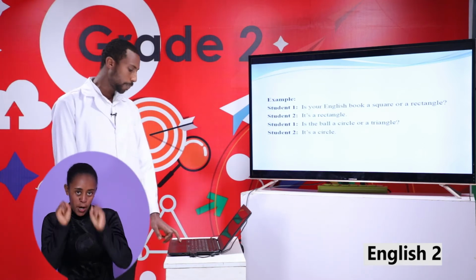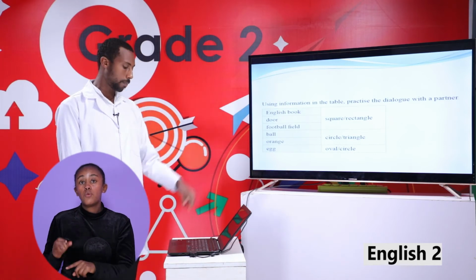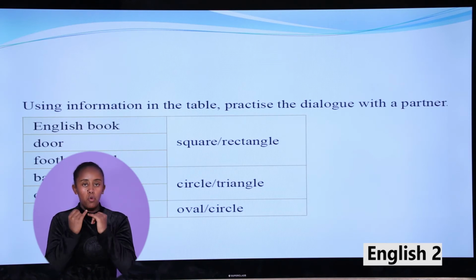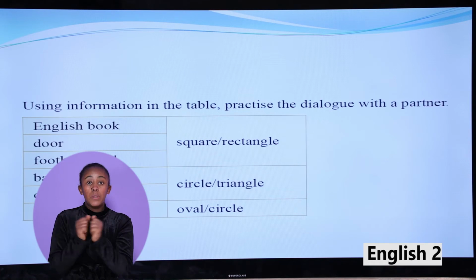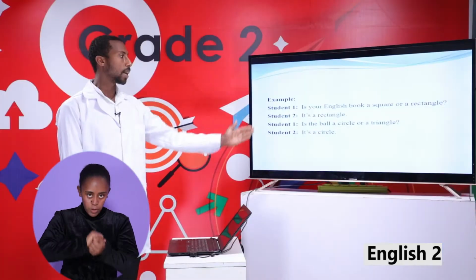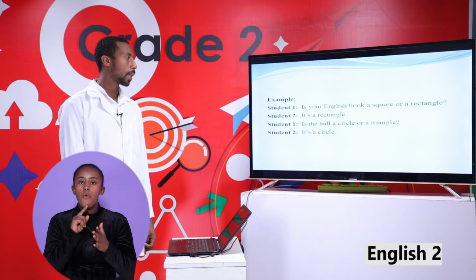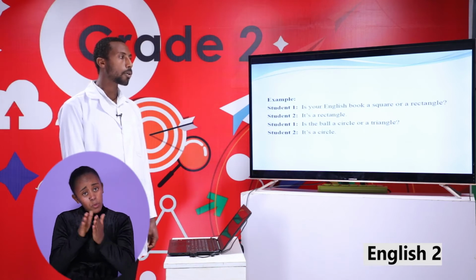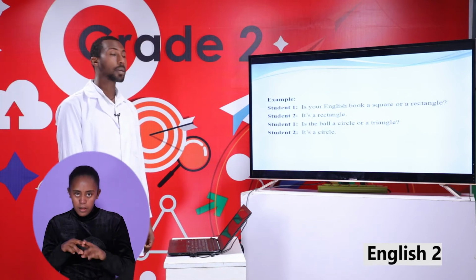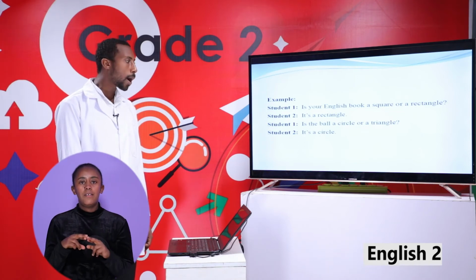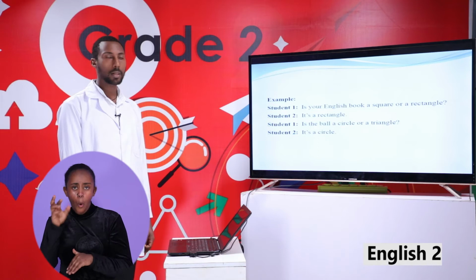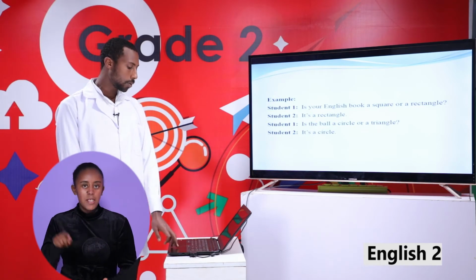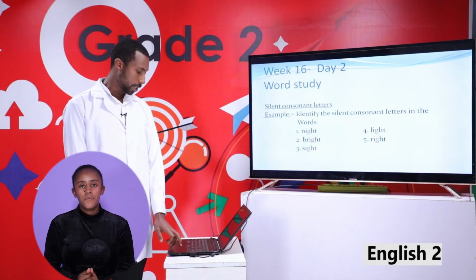This is the dialogue that depends on the previous instruction: using information in the table, practice the dialogue with a partner. So how do we change the table into the dialogue? By this form. Let me read it once. Student 1 says, is your exercise book a square or a rectangle? Student 2: it is a rectangle. Student 1: is the ball a circle or a triangle? Student 2: it is a circle. Good, students. Let us go to the next point.